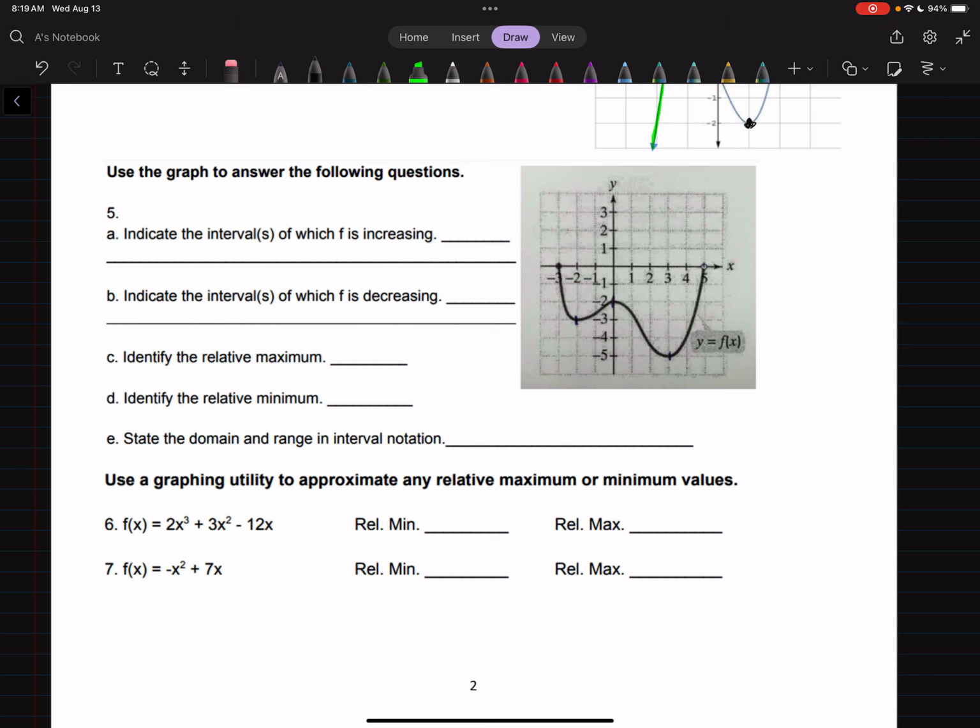Identify the relative maximum. I have a turning point at 0, -2. There is a relative maximum. I know it is a maximum because it's going down on both sides of it. Identify relative minimum. That would be 2, -3, and 3, -5.